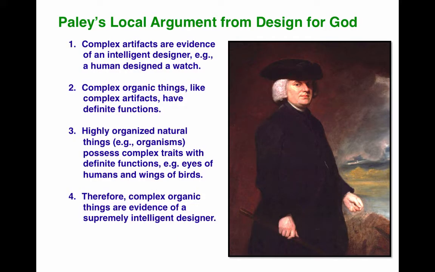Here's Paley's local argument from design for God in outline form. Complex artifacts are evidence of an intelligent designer. For example, a human designed a watch. Complex organic things, like complex artifacts, have definite functions. Highly organized natural things, for example, organisms, possess complex traits with definite functions. For example, eyes of humans and wings of birds. Therefore, complex organic things are evidence of a supremely intelligent designer.